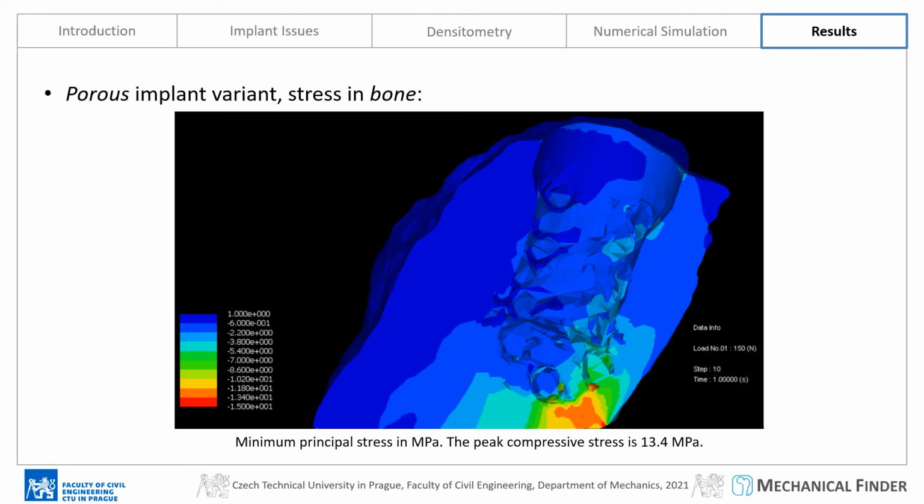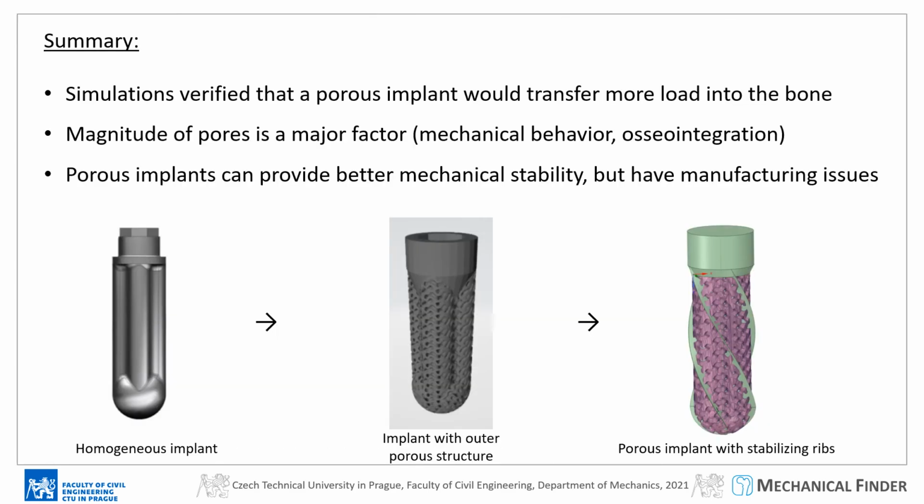Now, this is mainly due to the fact that the porous implant has lower values of mechanical properties and lower stiffness, so the bone is ready to have more load transferred into it, and therefore the stress is much higher. So all in all, my simulations have verified my assumption that the porous implant variant would transfer more load into the bone, which I consider to be beneficial, as it decreases stress shielding and also increases the longevity of the bone at the peri-implant area.